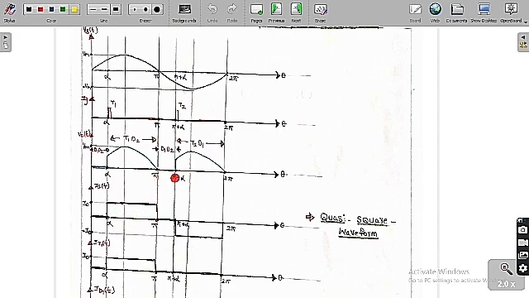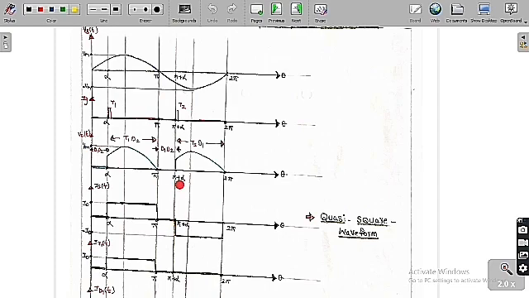From pi to pi plus alpha, we have still not triggered T2, so it is in the forward blocking mode. In that range, D1 and D2 conduct because they have a low resistance. As D1 and D2 conduct, we can say that V0 of t is equal to 0 and the source current is equal to 0. So the source current is equal to 0 in this range from pi to pi plus alpha.